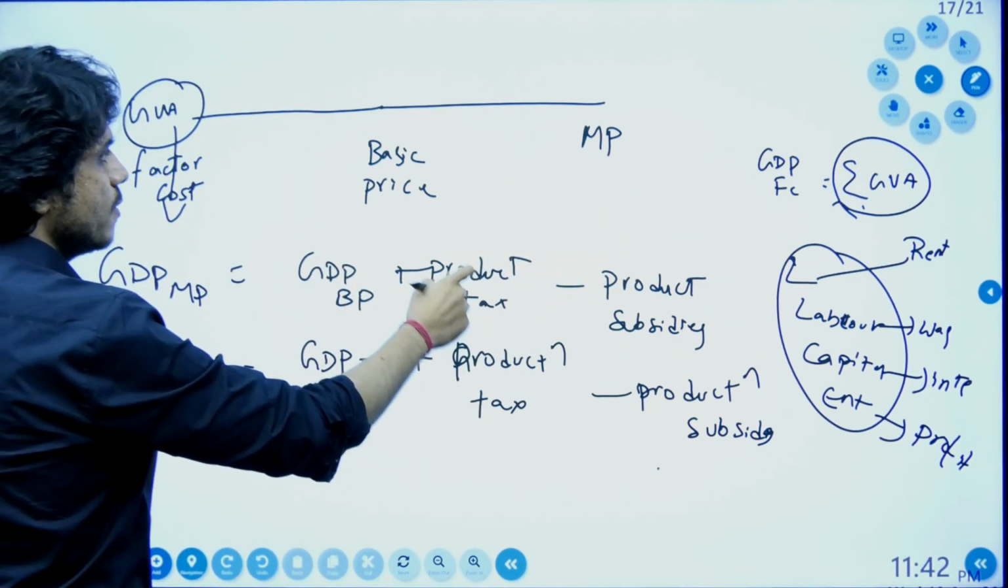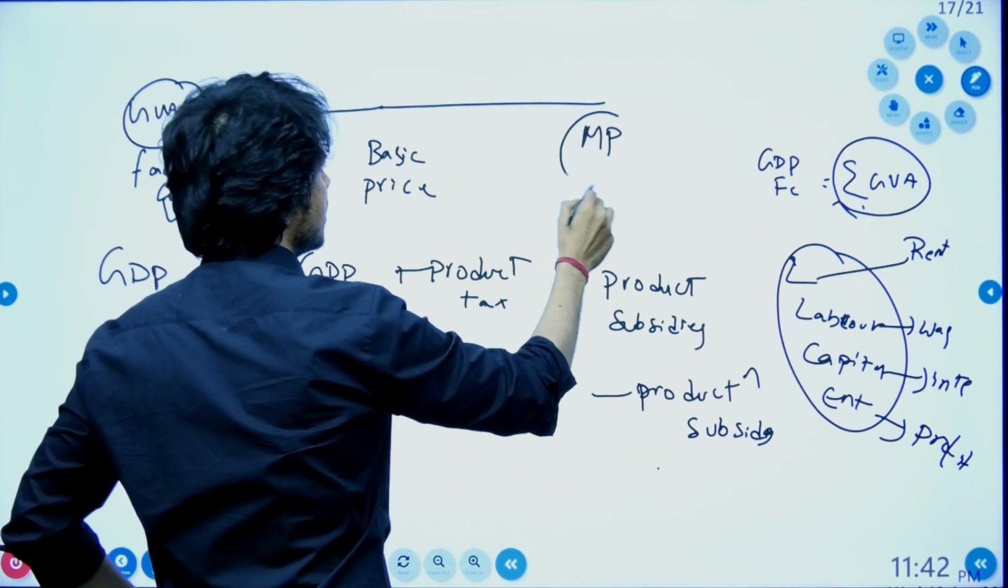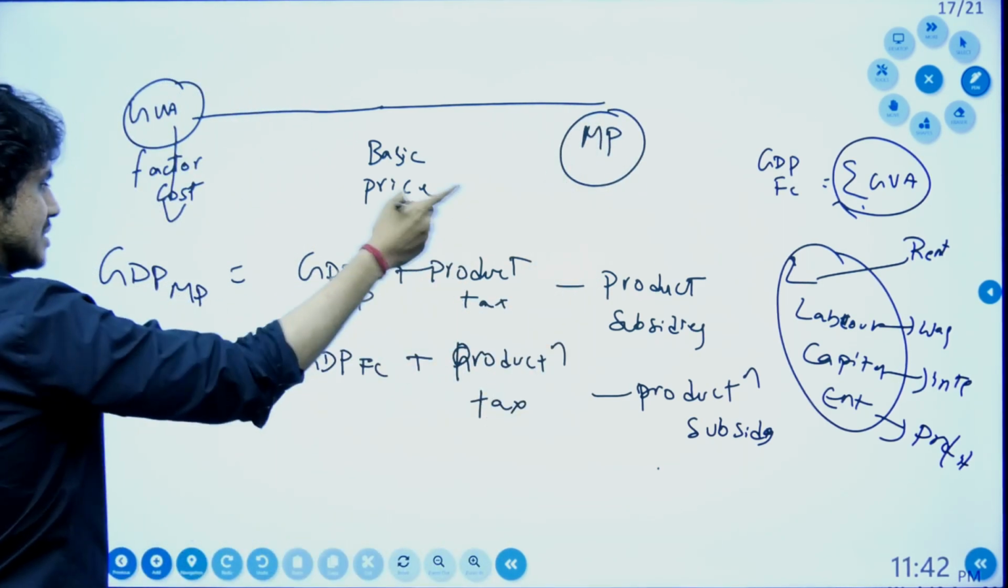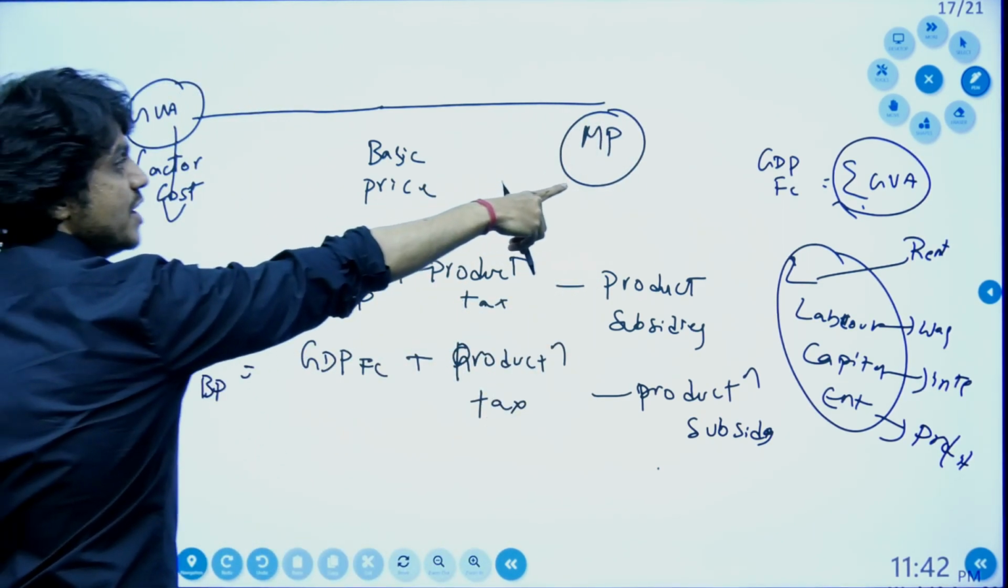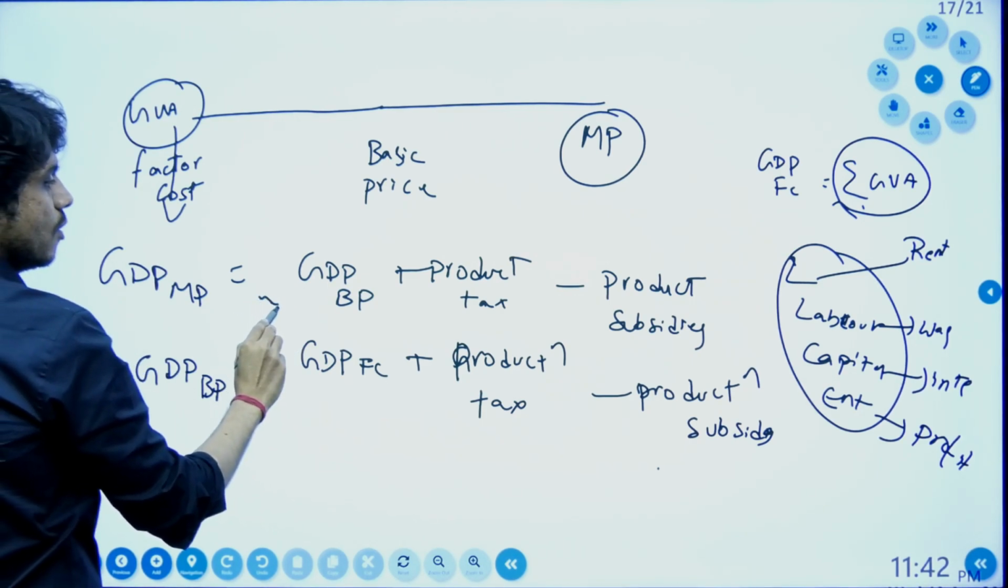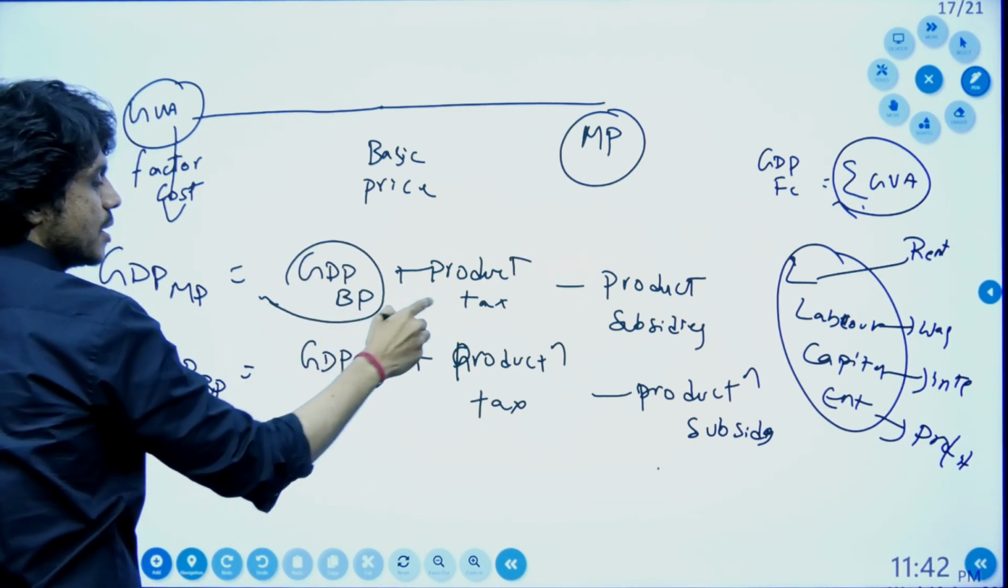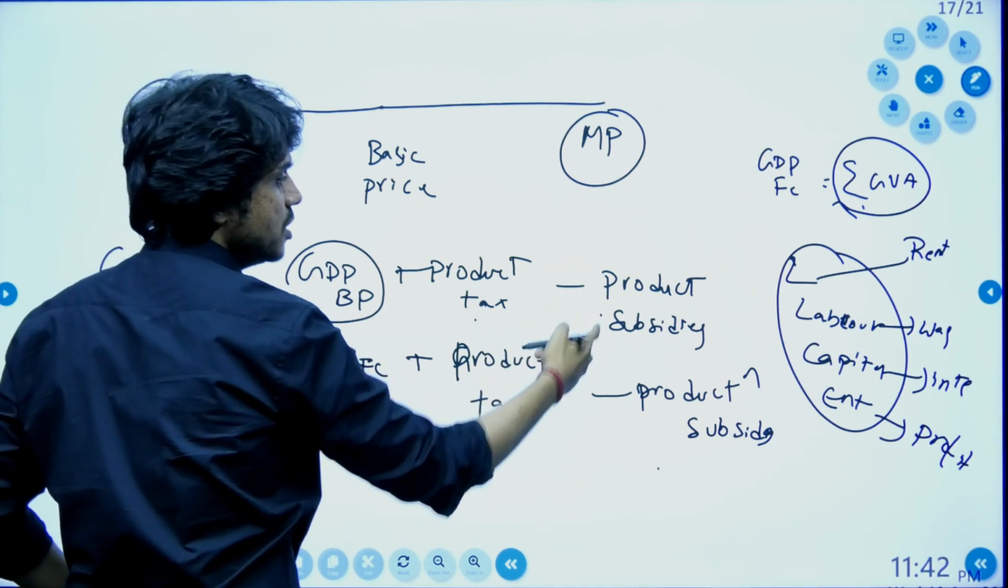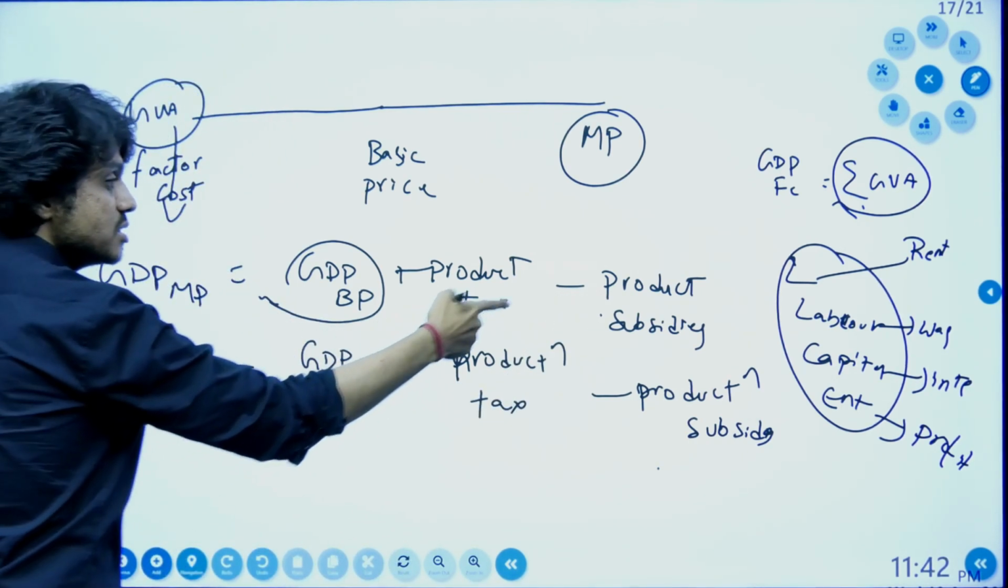Later on, we introduced the GDP at market price. Now what is this GDP at market price? GDP at market price is the final price. Here, to the GDP at basic price, we will add the production taxes, and we will deduct the product tax and the product subsidy.